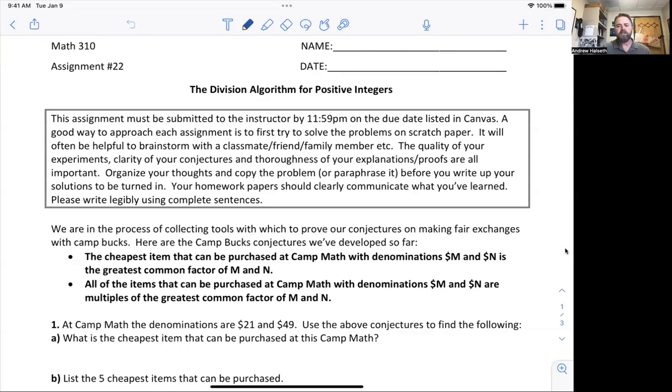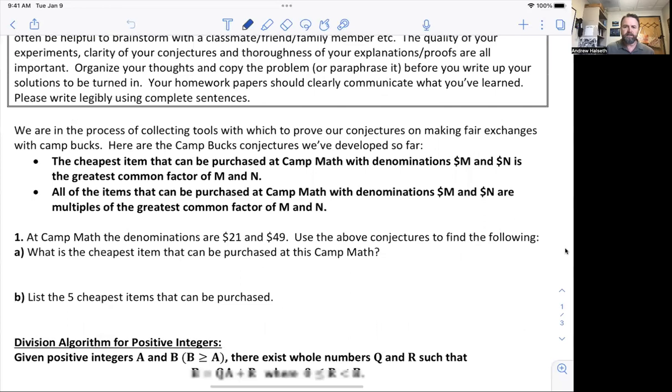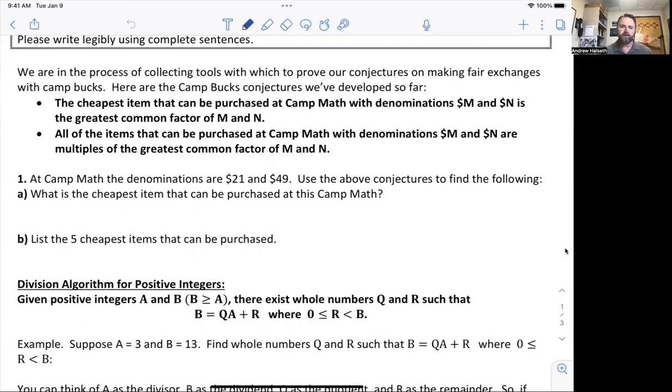Okay, so here's another example to try, just getting that idea again. What's the cheapest item that can be purchased? You can just find the greatest common divisor and then list the 5 cheapest items that can be purchased, right? Just multiples of that greatest common divisor. Okay, so that's a little practice with those conjectures at this point.